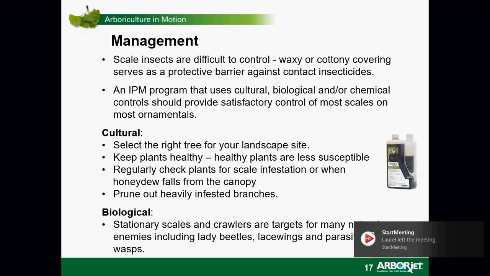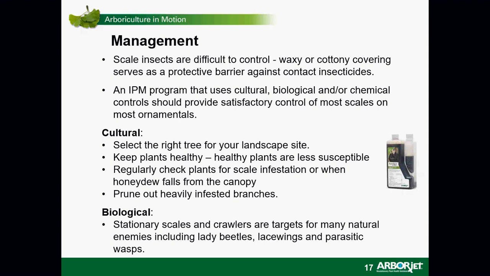Anybody who is trying to manage scales should try to look for, at least initially, cultural or biological control options before considering chemical options. You can select the right tree. You're trying to keep the plants healthy, thus making them less stressed and less susceptible to scale infestation. If you regularly check the plants and only manage when populations begin to build, then the situation shouldn't grow to an emergency situation. In some cases where high populations are occurring on individual branches, it may be worthwhile to prune out these branches, thus reducing the overall population on the tree or shrub.